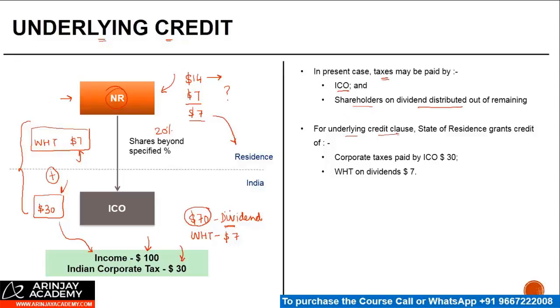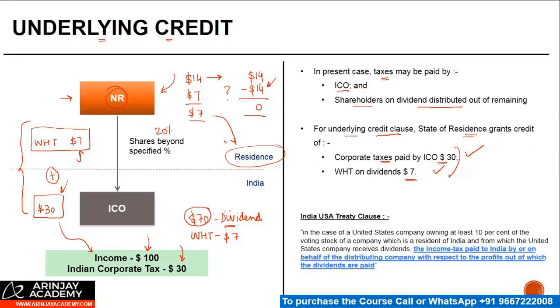In case of underlying credit clause, the state of residence, which is this state, grants credit of corporate taxes paid by the ICO, which is $30, and the withholding tax on dividend, which is $7. So effectively, out of $14, you have $37 of credit. So you will reduce $14 here, making it 0. We do not reduce $37 here because the credit is limited to the amount of tax which has to be paid in the state of residence.